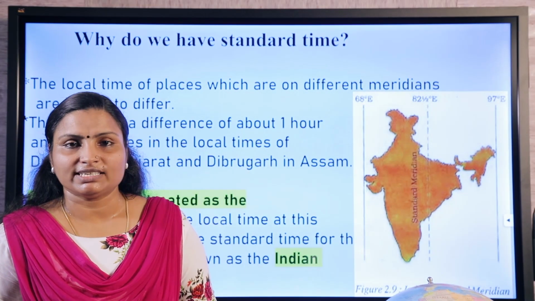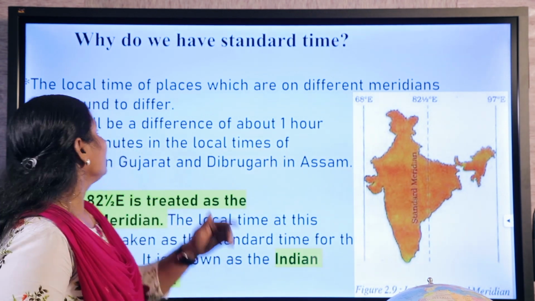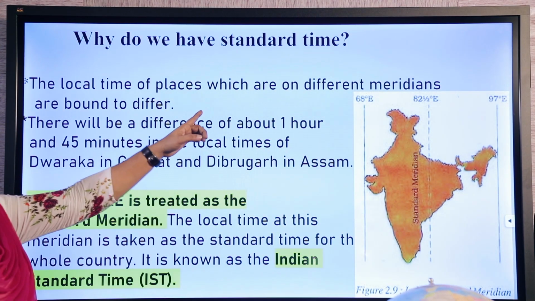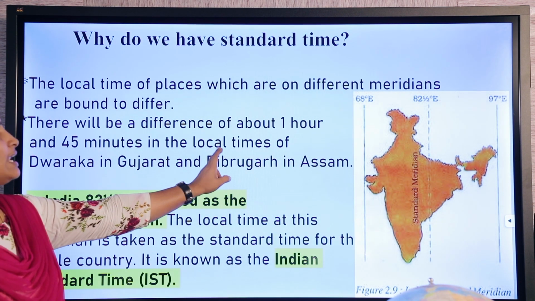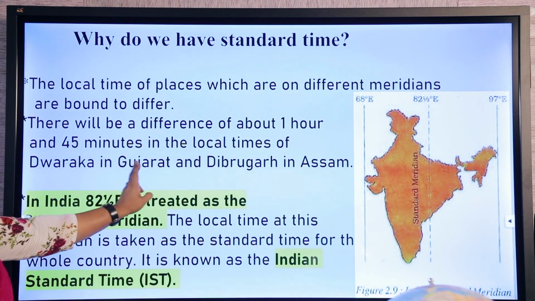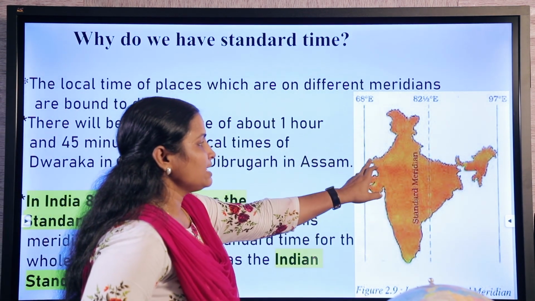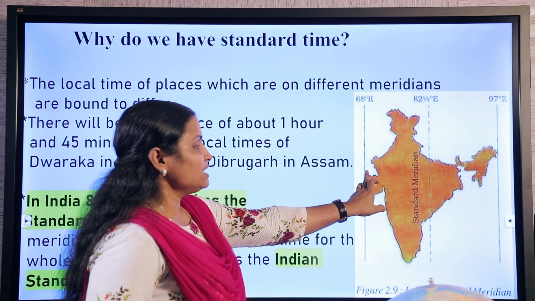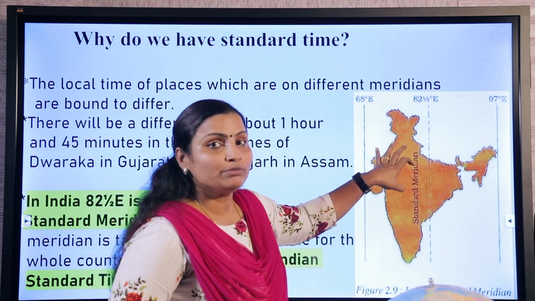Why do we have a standard time? What is the importance of standard time? See, the local times of places which are on different meridians are bound to differ. There will be a difference of about 1 hour and 45 minutes in the local times of Dwaraka in Gujarat and Dibrugarh in Assam. Here in this map you can see Dwaraka, Gujarat is in the west, and Assam is in the east. So that is the time difference.